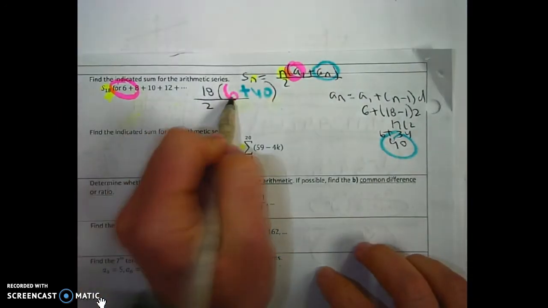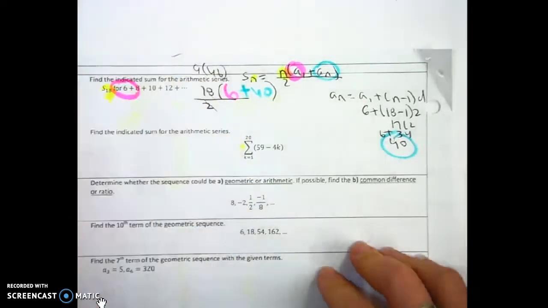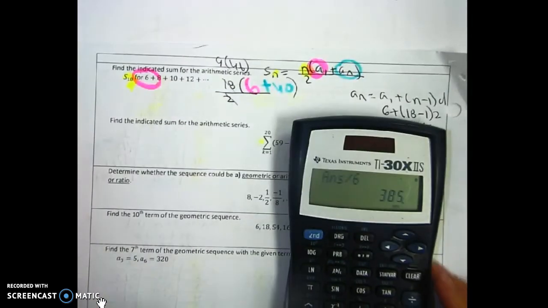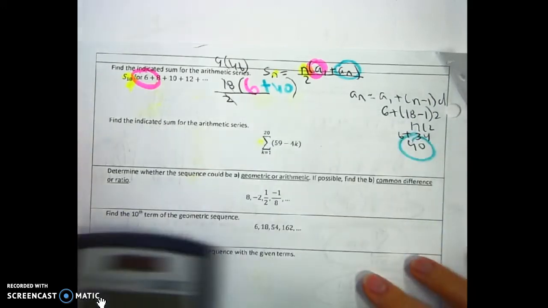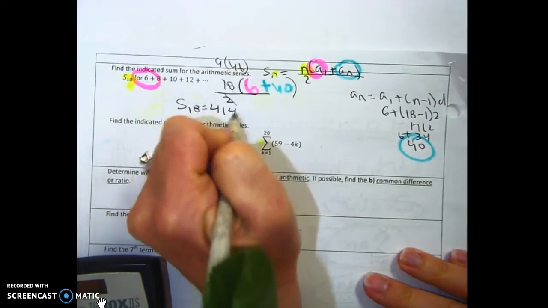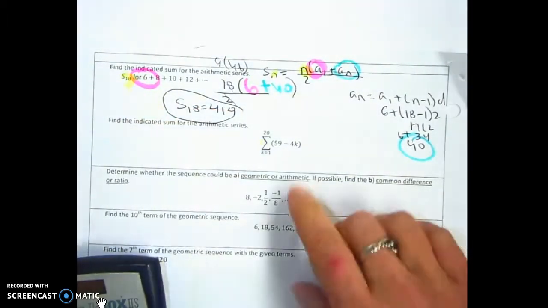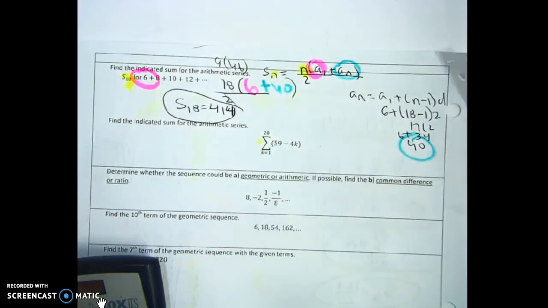And then I'm going to pick up my calculator. 18 divided by 2 is 9. 9 times 46. And that's 414. Okay? So the sum of the first 18 numbers is 414. Make sure, sorry, let me make that more clear, that you're saying the sum of the first 18 numbers.